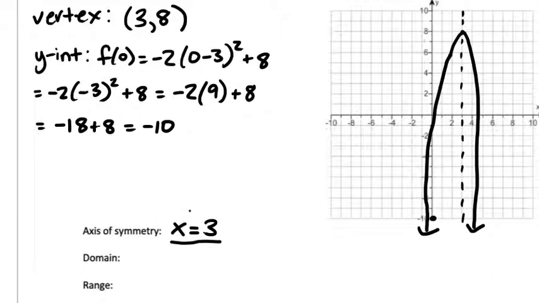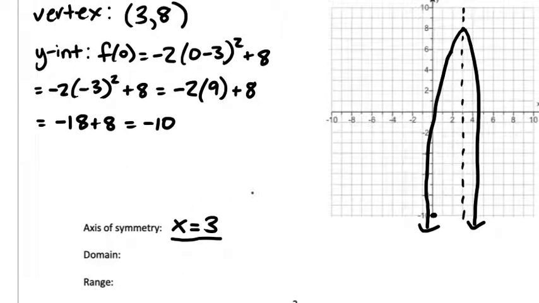Domain and range. Well, for domain, we have arrows here on both sides, and that means the function is going to continue forever in both directions. For any parabola or any quadratic function, my domain is always negative infinity to infinity. And remember, when we're doing domain and range, we always use parentheses around infinities and negative infinities. So you'll always put the same thing in for the domain no matter what the graph of the parabola looks like.